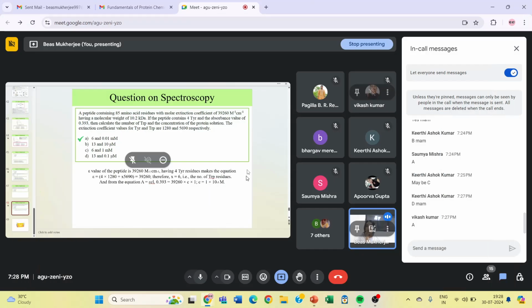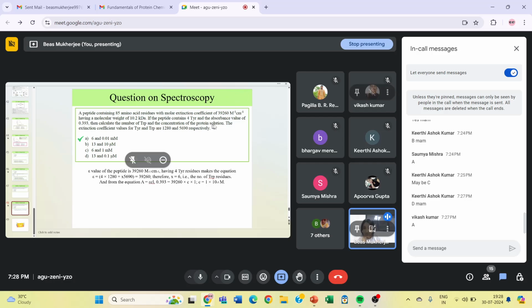Why is it so? Because you see epsilon is equal to the number of the particular residue into the molar extinction coefficient of the particular residue, and you sum it up for all the aromatic amino acids. And then they have said that absorbance is given. So absorbance is equal to epsilon into C into L. L is often taken as 1 centimeter. Okay, L is taken as 1 centimeter and C is already given.